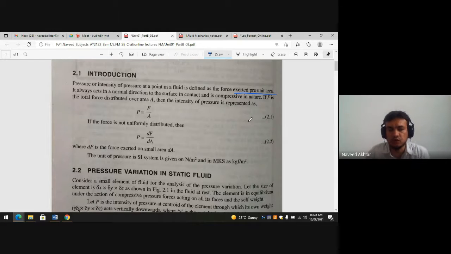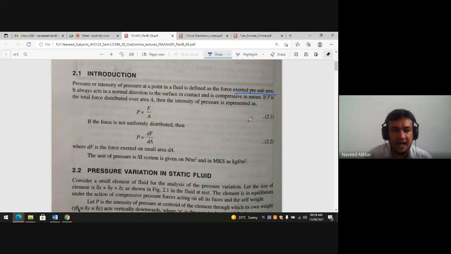What do we call it in Urdu? In Urdu we say dabaav. When we press any thing, if it is an elastic body, what happens? The elastic body changes its shape. And when we remove the force, when we remove the pressure, what happens? It will regain its original position. So what is the pressure? The force applied, or exerted, per unit area is nothing but pressure.